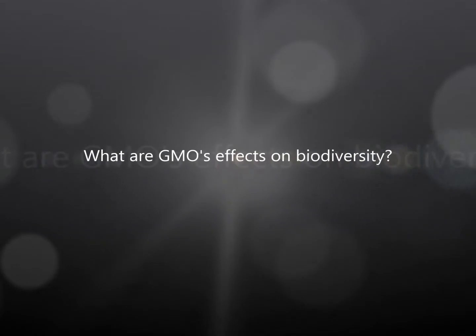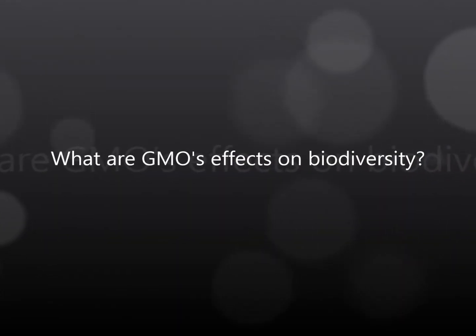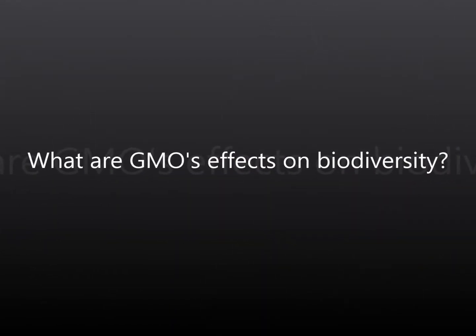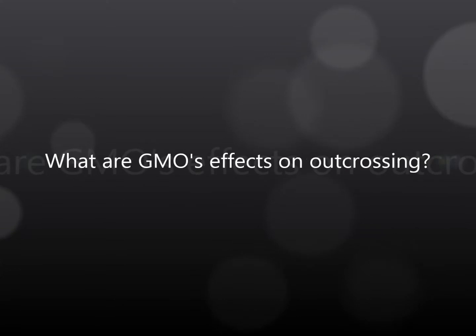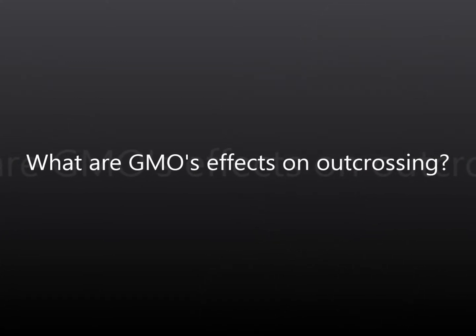GMO's effect on biodiversity is that it makes crops more vulnerable to invasion by insects and other animals. GMO's effect on outcrossing is the transfer of engineered genes to plants in the wild. The foreign genes can cross with and contaminate these other species. If the new plants with the genetically modified genes thrived, they could radically change ecosystems.